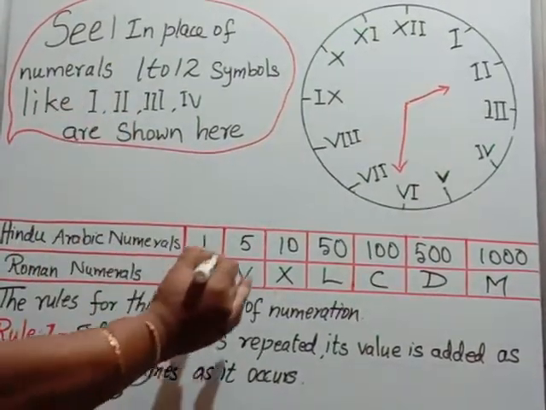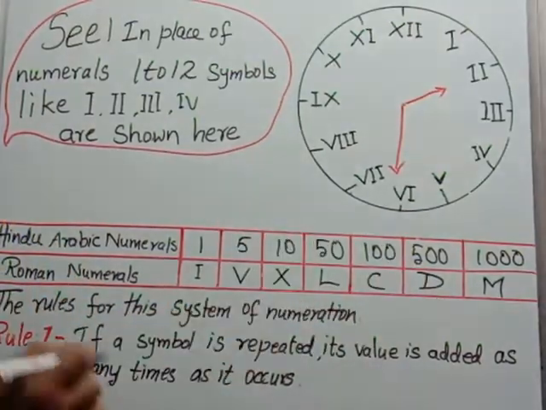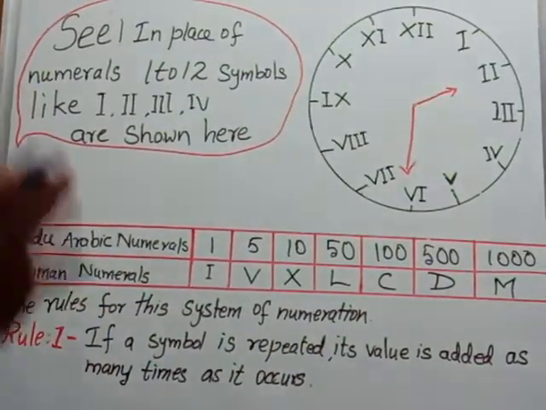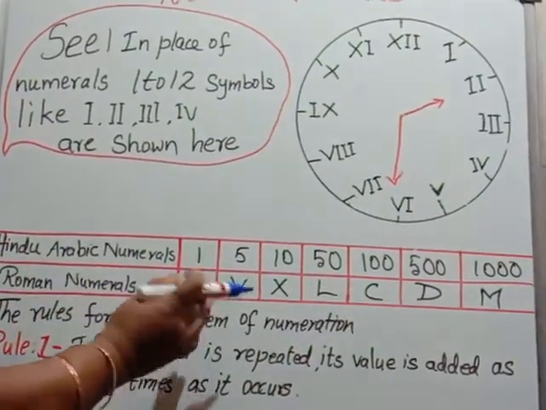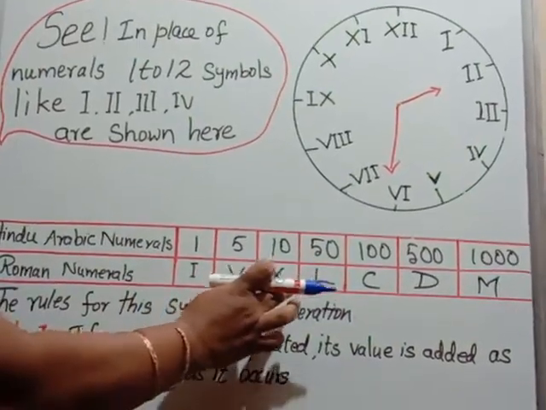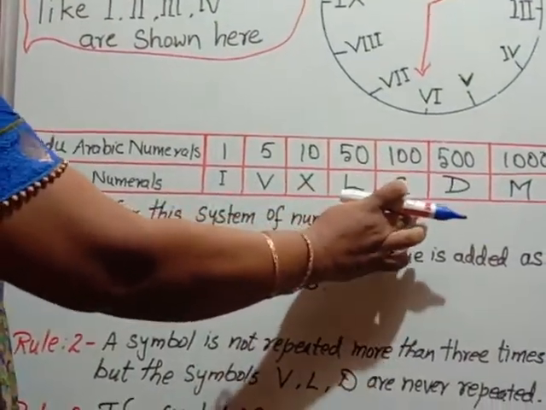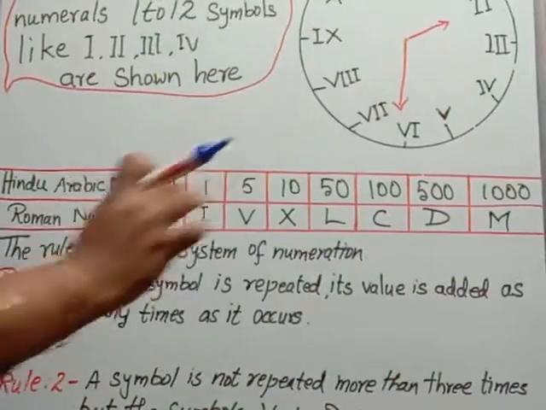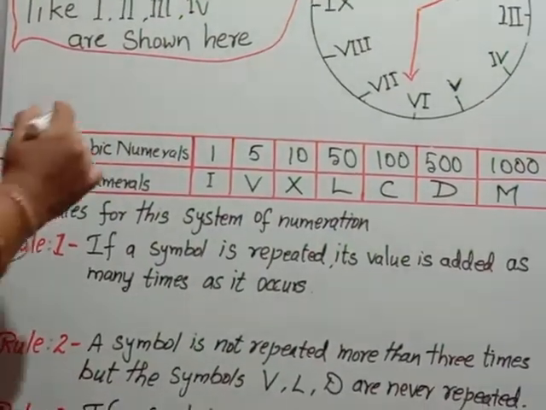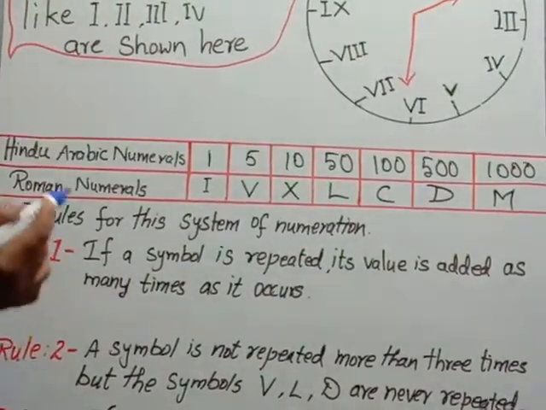They selected only 7 alphabets to represent the total numerals. What are they? I, V, X, L, C, D, M. These are the letters that represent all the Roman numerals.